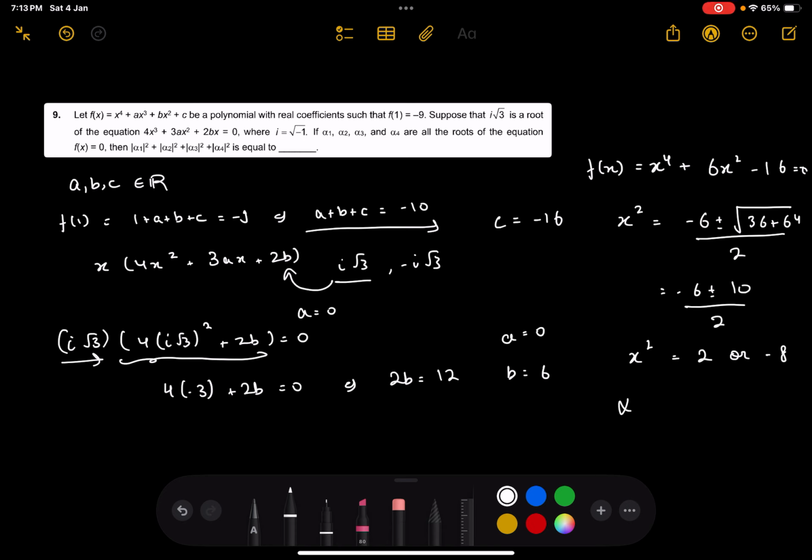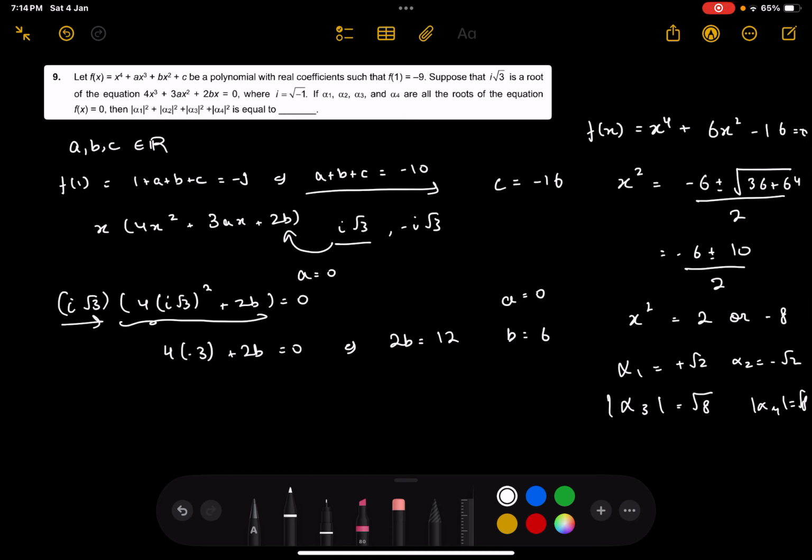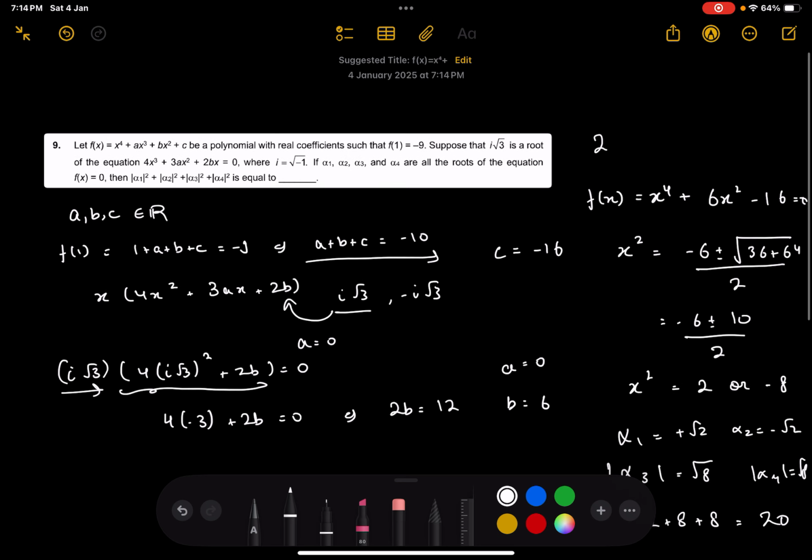So alpha 1 is say plus root 2, alpha 2 is minus root 2, mod alpha 3 is equal to root 8, mod alpha 4 is also root 8. So the sum of the squares of the mod of each would be 2 plus 2 plus 8 plus 8, which is 20. So the answer is 20.